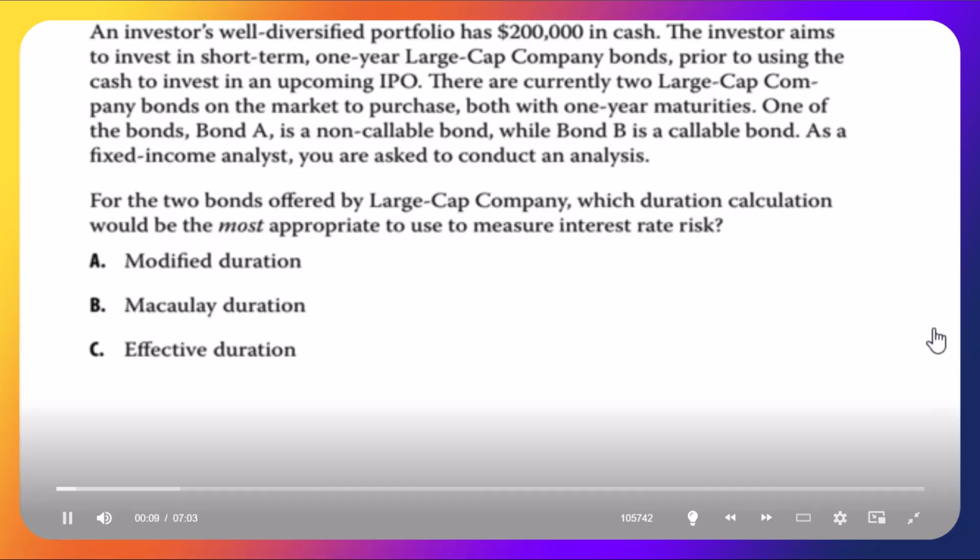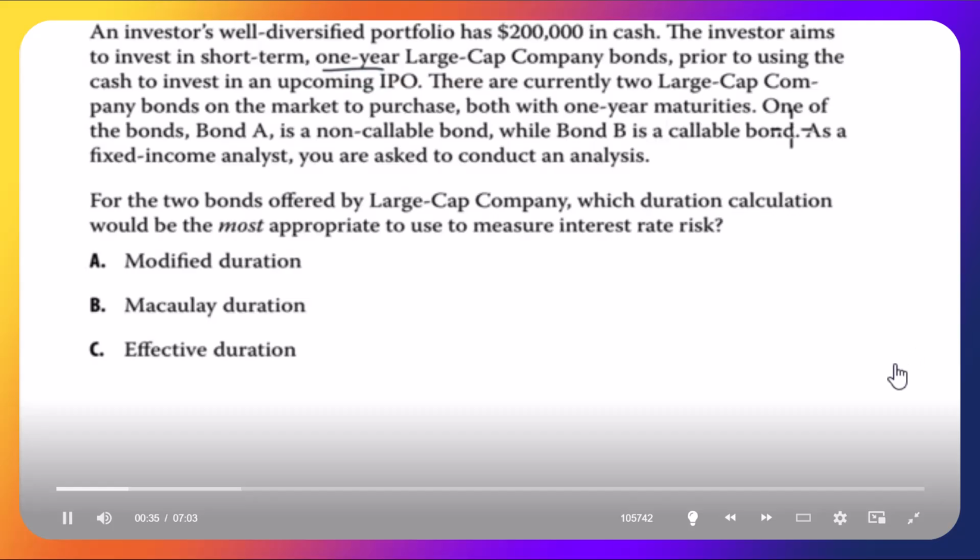An investor's well-diversified portfolio has $200,000 in cash. The investor aims to invest in short-term, one-year large-cap company bonds prior to using the cash to invest in an upcoming IPO. Currently, there are 2 large-cap company bonds on the market to purchase, both with one-year maturities. One of the bonds, Bond A, is a non-callable bond. Bond B is a callable bond.